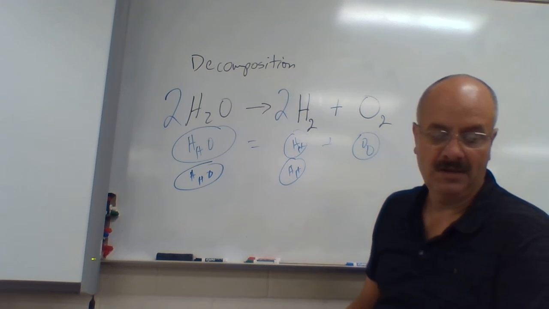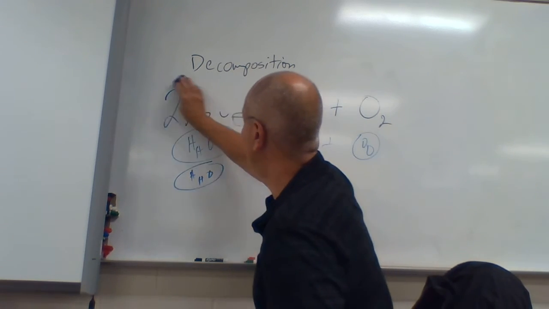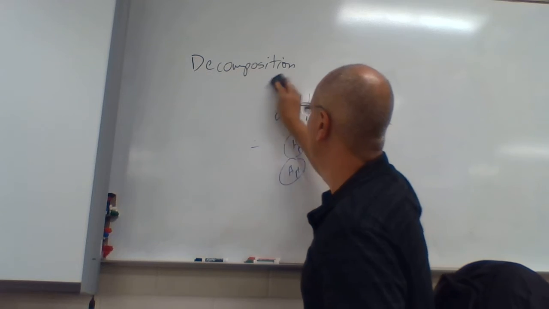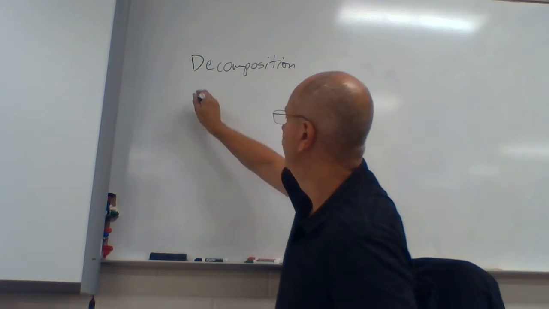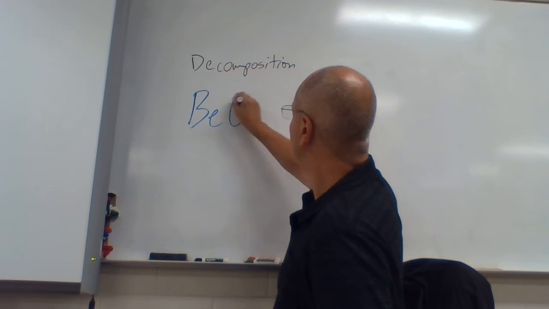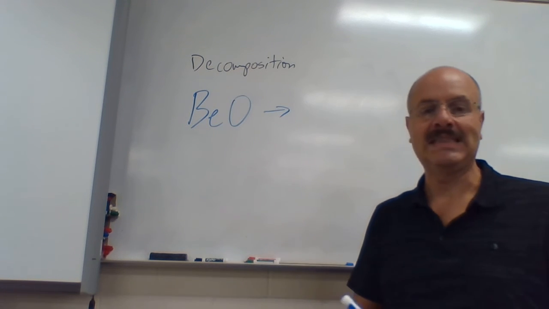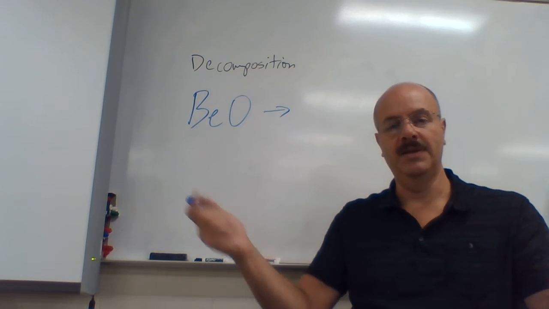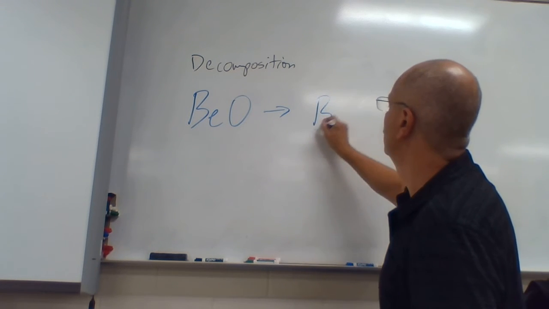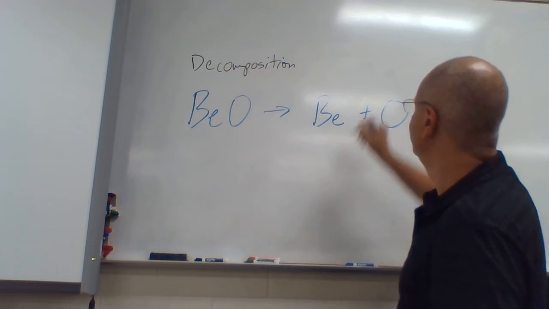All right. Now let's try another one. That's decomposition. So we're doing BeO. And we're going to tear that thing apart, decompose it. So again, to decompose it, I take the 2 elements, separate them. So I'm going to go Be plus O.